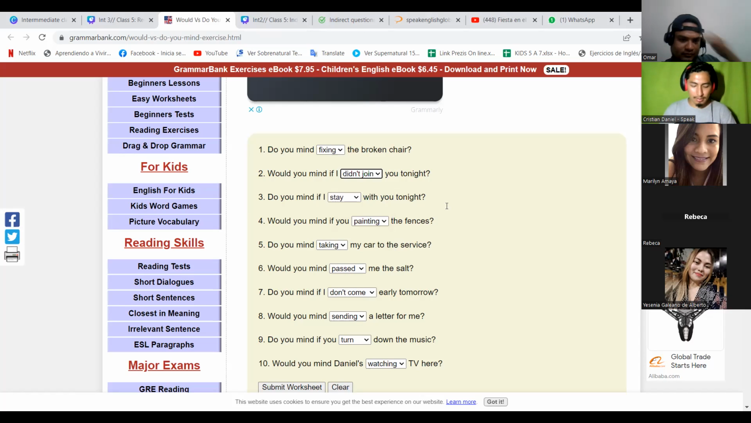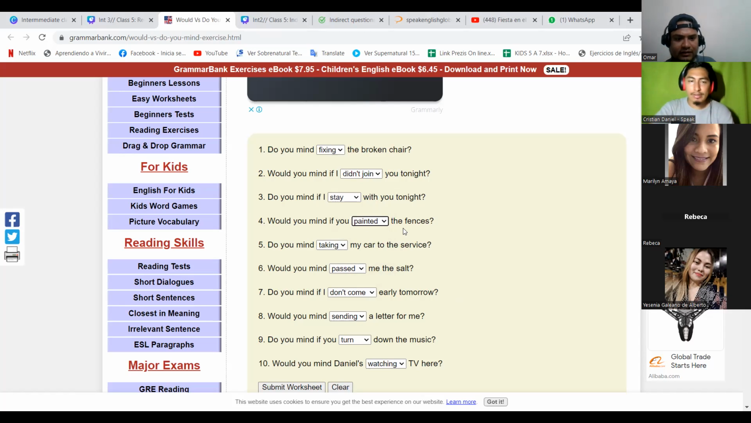The number 4. Okay, so what do you think is the right example? The verb in past. Can you read the complete question? Would you mind if you painted the fence? Oh, nice. Would you mind if you painted the fence? Okay, very good job. That's the correct one.